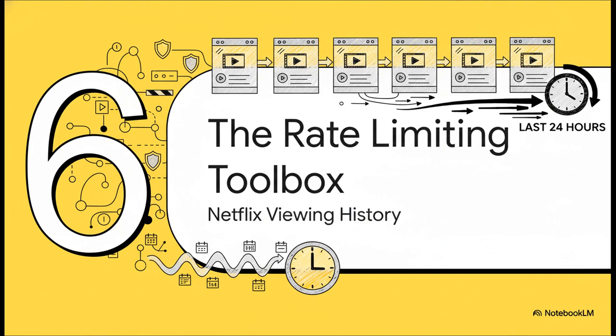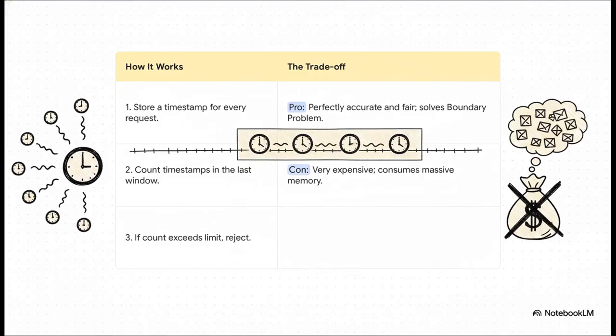Well, we can use something called the sliding window log. And to get your head around this, think about your Netflix viewing history. Netflix doesn't care what you watched on Tuesday. It cares what you've watched in the last 24 hours. This algorithm is basically brute force perfection. What it does is store a timestamp for every single request. When a new request comes in, it just counts how many timestamps are in the last rolling window, say the last 60 seconds. It is perfectly 100% accurate. It completely solves the boundary problem.